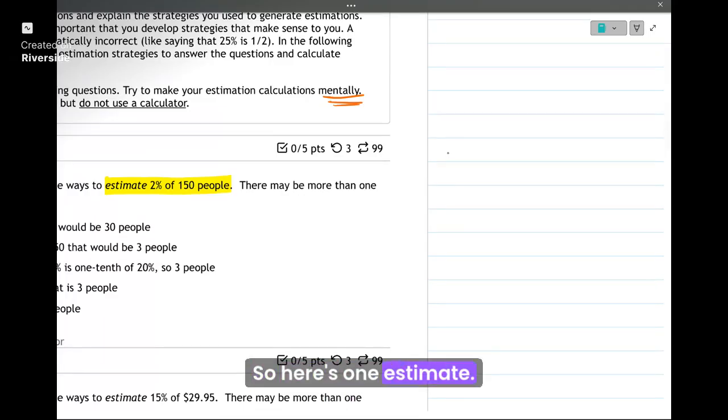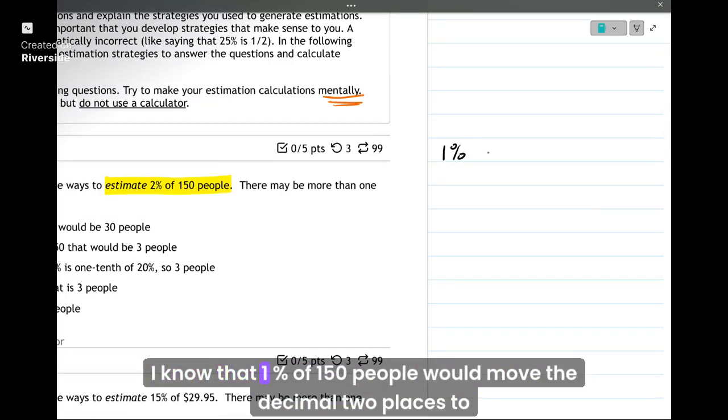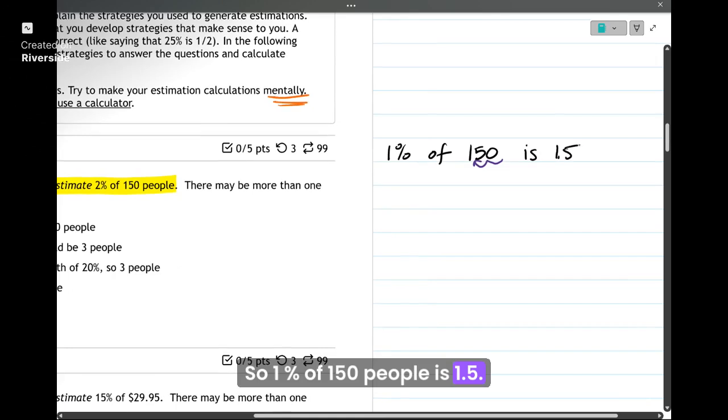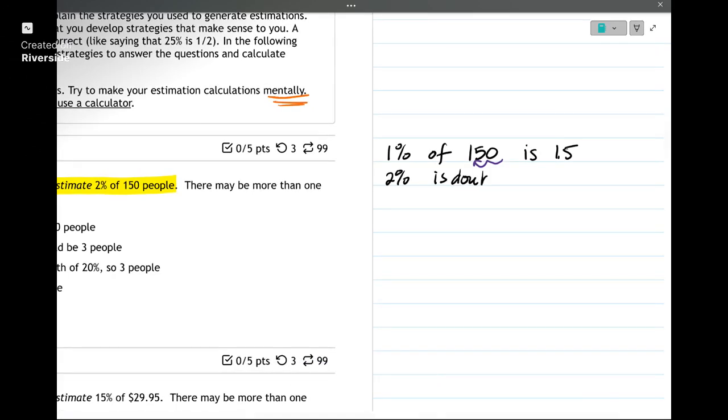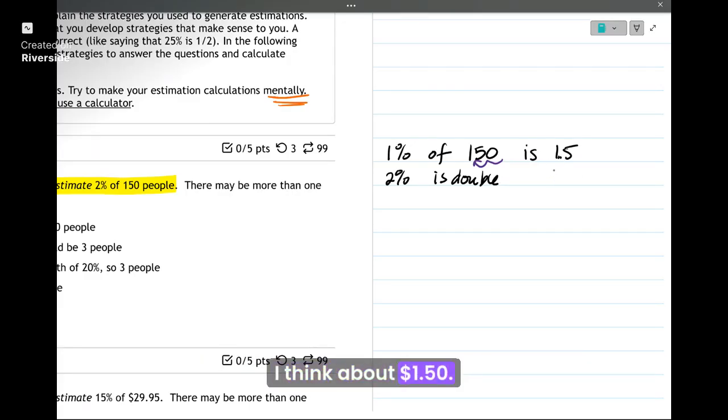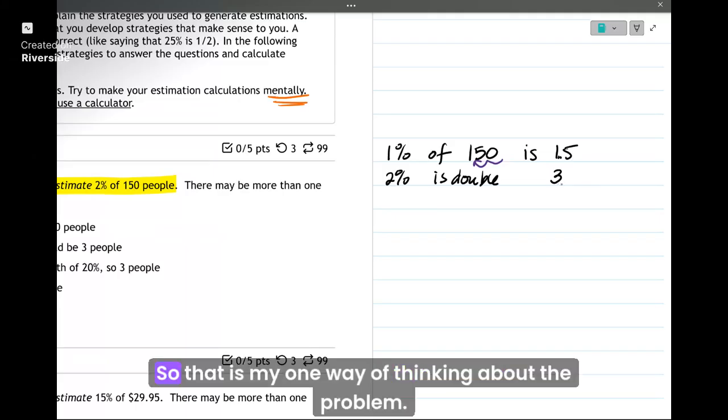So here's one estimate. I know that 1% of 150 people would move the decimal 2 places to the left. So 1% of 150 people is 1.5. 2% is double. And when I think about doubling 1.5, I think about money, I think about $1.50, I think about 3. So that is my one way of thinking about the problem.